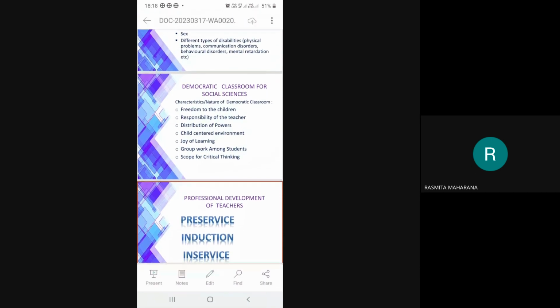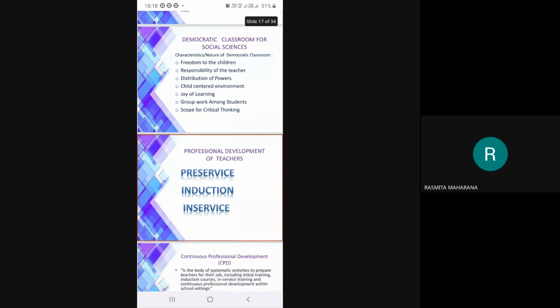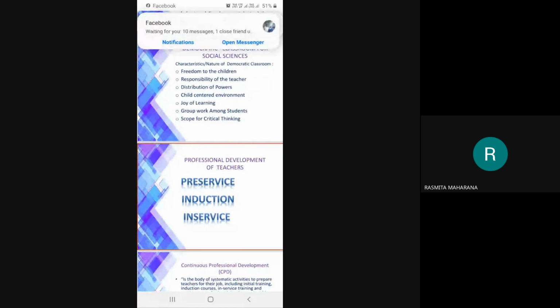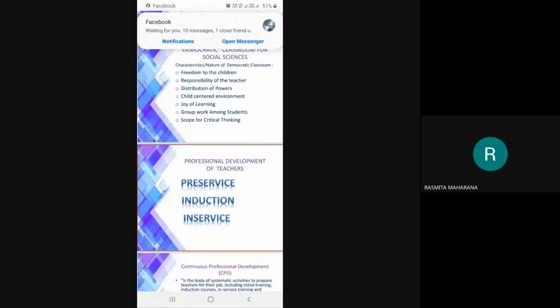Professional development, mostly in our country, we divide into three types: pre-service education, induction, and in-service. Pre-service means, as you know, before entering the profession there is a need for training, such as your B.Ed course or your D.El.Ed course, whatever it may be. Before entry to the teaching profession, the course which is required is called pre-service.